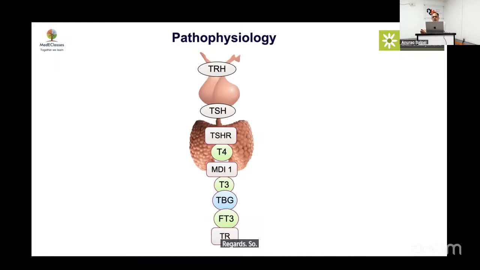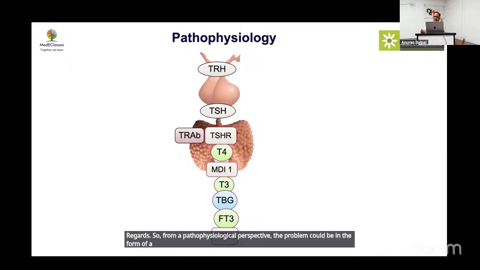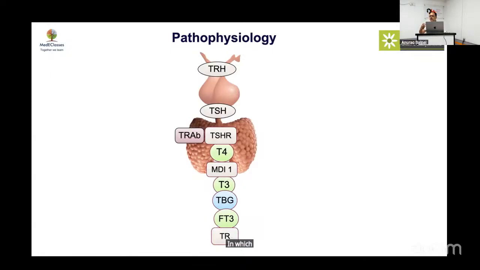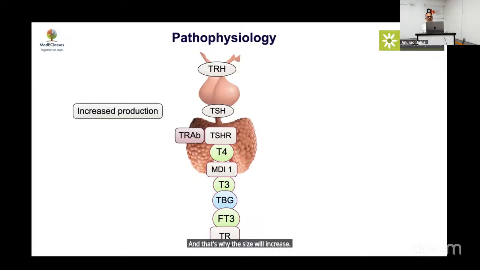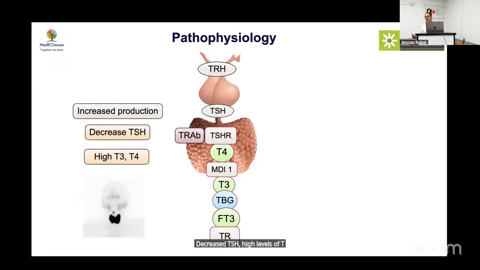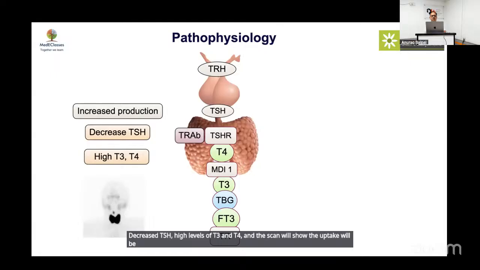So from a pathophysiological perspective, the problem could be a thyroid receptor stimulating antibody acting on the TSH receptor, which is classical Graves' disease, in which we will have a goiter and an eye sign, and that's why the size will increase. So there will be increased production, decreased TSH, high levels of T3 and T4, and the scan will show the uptake will be on the greater side.